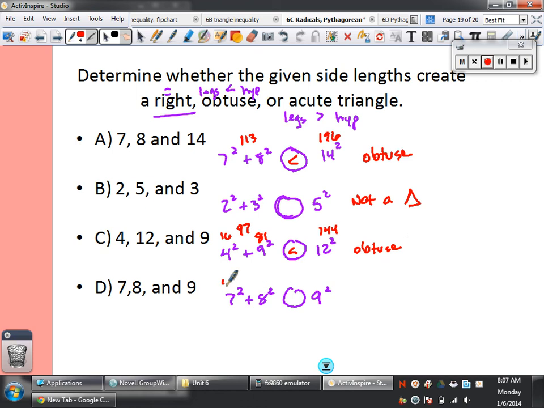And 7, 8, and 9, this is 49, this is 64, this is 81. That one's pretty easy. We've had 7 and 8 before. That's also 113, that's bigger than 81, so that's greater than, so this is acute.